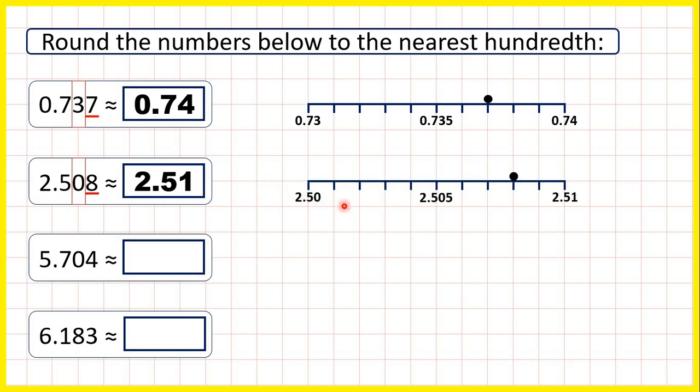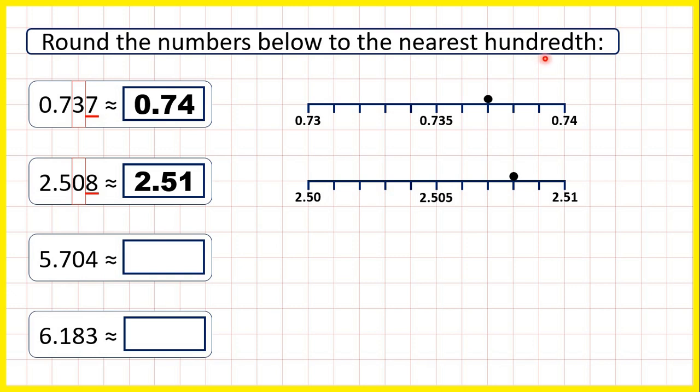On a number line, we can see that 2.508 is closer to 2.51 than it is to 2.5 or 2.50, so we can see that we need to round up.